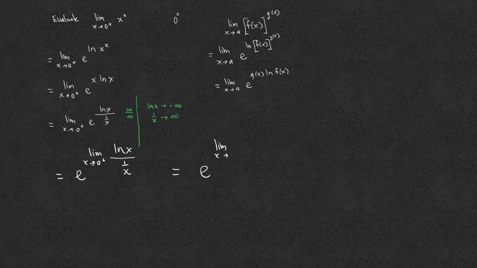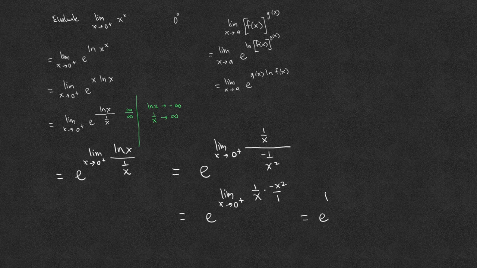The limit of the power is of the form infinity over infinity, so that we can use the L'Hopital rule by taking the derivative of the numerator and the denominator separately. In the numerator, the derivative of ln of x is 1 over x. In the denominator, the derivative of 1 over x is negative 1 over x squared. This is e to the limit as x goes to 0 from the right-hand side, and we rewrite it. 1 over x divided by negative 1 over x squared is the same as multiplying by negative x squared over 1.